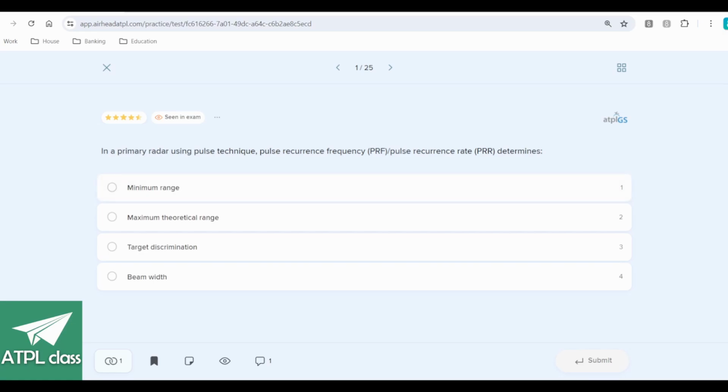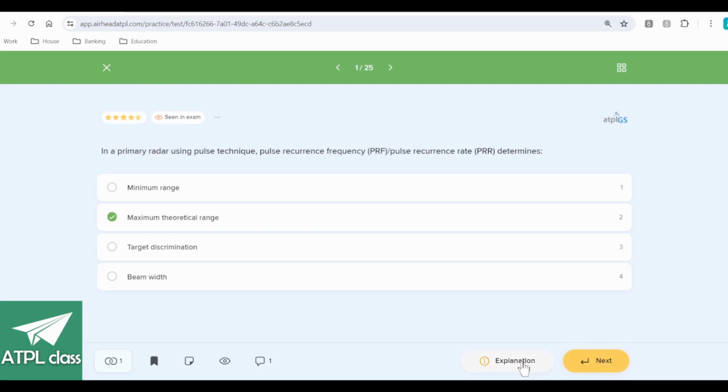So question 1, in a primary radar using pulse technique, pulse recurrence frequency / pulse recurrence rate determines the minimum range, that's the pulse length. You don't want a full pulse still being sent out when the replies come back. The maximum theoretical range, that's determined by the pulse recurrence frequency, because you want to have the pulses coming back before the next ones are sent out, so you know how far away something is. Target discrimination, you can't really do that with primary radar. That's more secondary radar. And beam width is nothing to do with pulse recurrence frequency, so it's going to be maximum theoretical range.